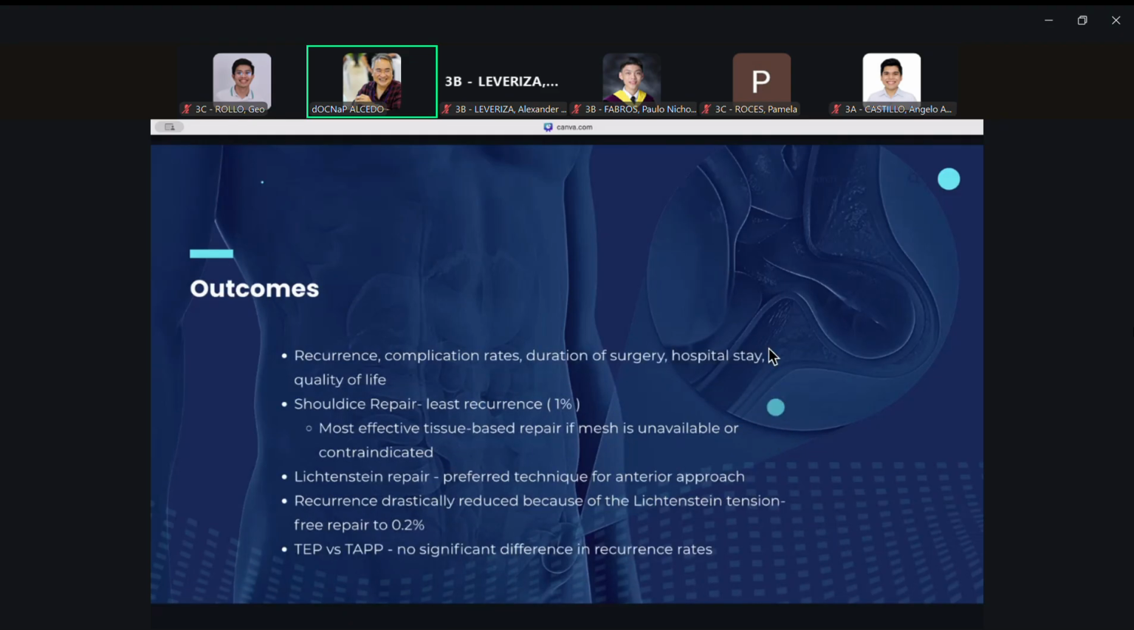Outcome, of course, recurrence is one of the parameters that we utilize to assess the type of technique that we need to perform on the patient. And as I said, and I want to reiterate, as of today the least recurrence, which is the basis for choosing a technique over the others, is your Lichtenstein tension-free repair using mesh. And of course, for use of native tissue or tissue repair, the Shouldice repair.